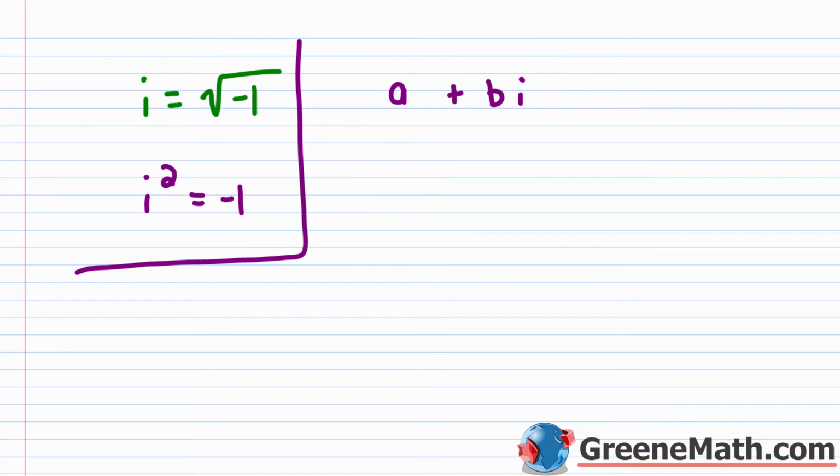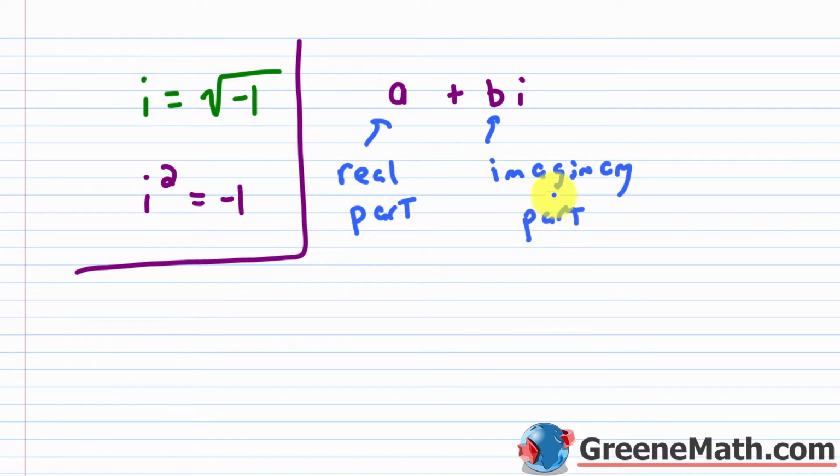Okay, so let me label this real quick. This a is called the real part. Okay, and then the b here is called the imaginary part. Now, some books will call bi the imaginary part. Just get with your book or your teacher in terms of what they want to do if you get this for vocabulary.